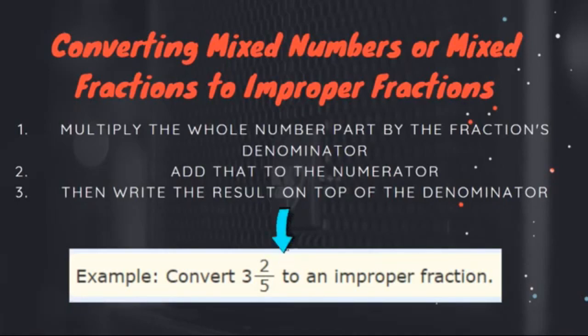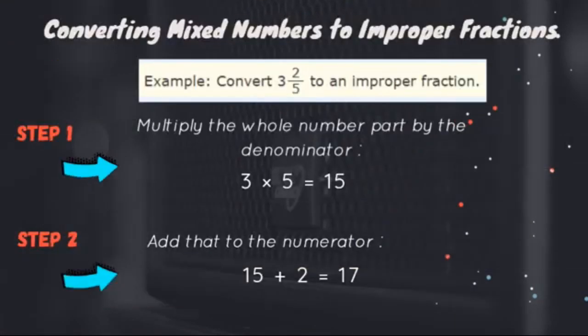Example, we want to convert 3 2 over 5 into an improper fraction. Let's solve it by following each of the steps. First, multiply the whole number part by the denominator. It means you need to multiply 3 with 5. 3 times 5 is equal to 15. Second, add that to the numerator. That means you need to add 15 to 2. So 15 plus 2 is equal to 17.